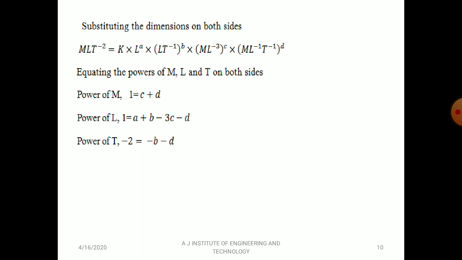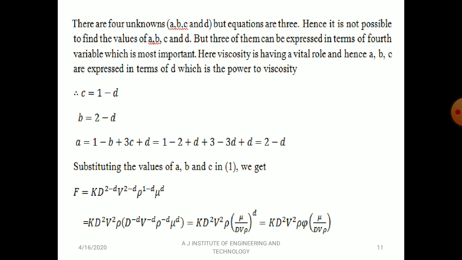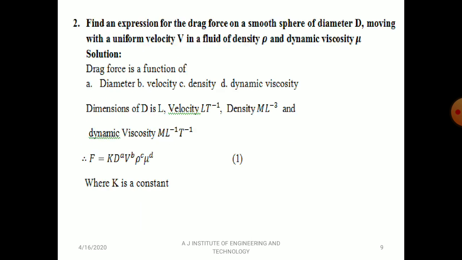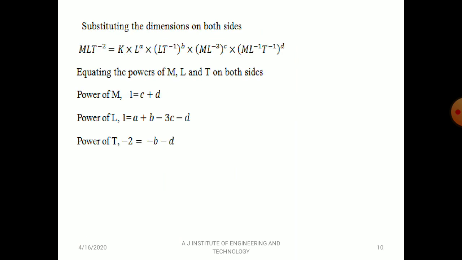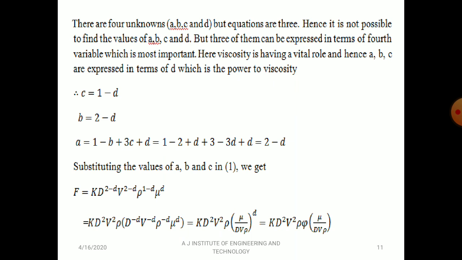So here in these expressions, D is a common term for all the expressions. So we can express C in terms of D, then B in terms of D, and A in terms of D. Once we get values of C, B, A in terms of D, we can substitute back those values in equation 1. That equation 1 is F equal to K into D to the power A into V to the power B into rho to the power C into mu to the power D. So I get the expression as F equal to K into D to the power 2 minus D, V to the power 2 minus D into rho to the power 1 minus D into mu to the power D. So all the exponents are expressed in terms of D.